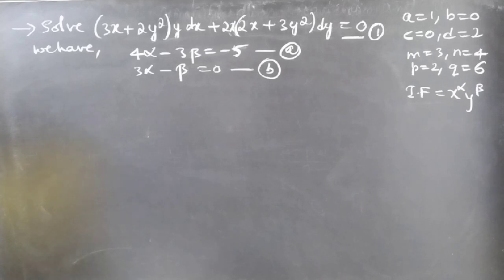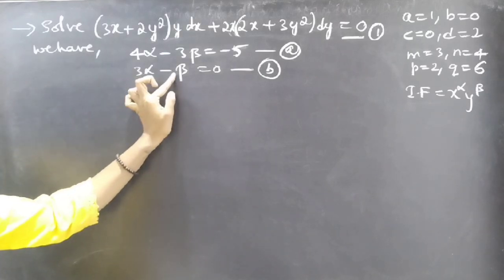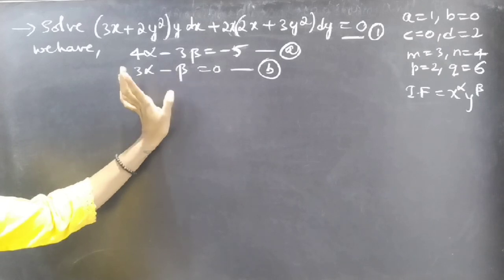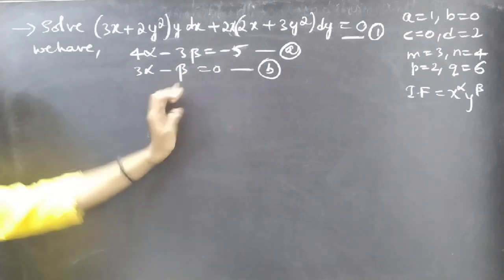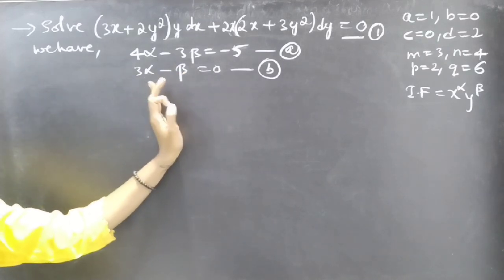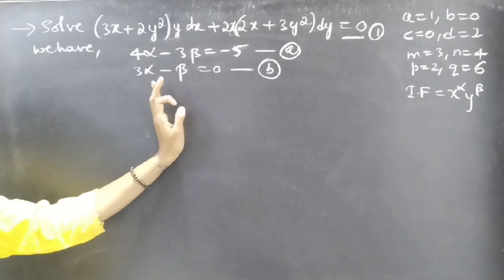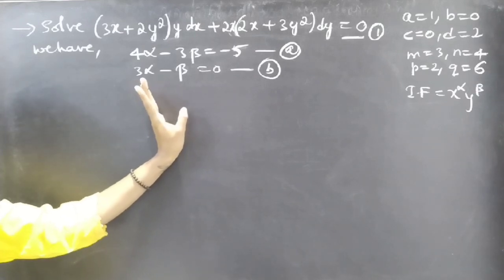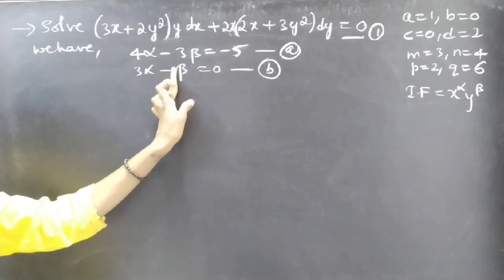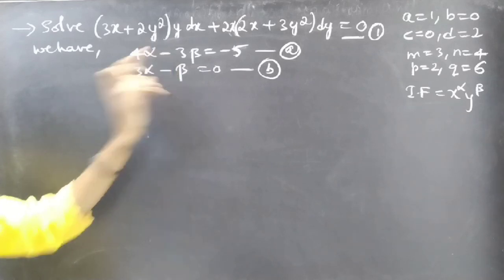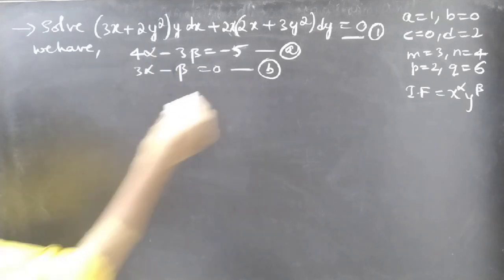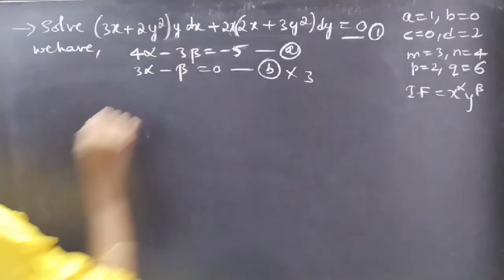Now we need to solve A and B, right? If you notice, in the second equation you're having beta, right? I'm trying to eliminate beta from these two equations, I mean by solving A and B. Firstly, I'll eliminate beta. So I need a 3 here. In order to eliminate beta, I need a 3 here. So what I'll do is I'll just multiply 3 to this equation.